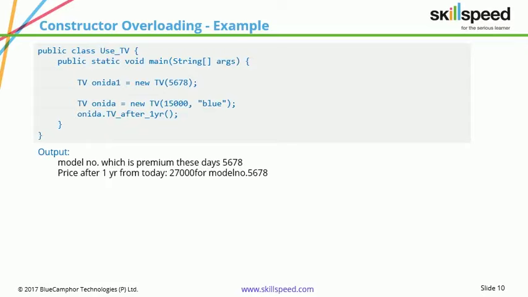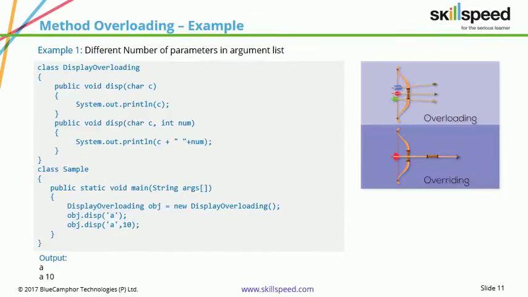Though we are using the 5678 model number in different constructors, due to the static variable, I am able to use it for different objects.